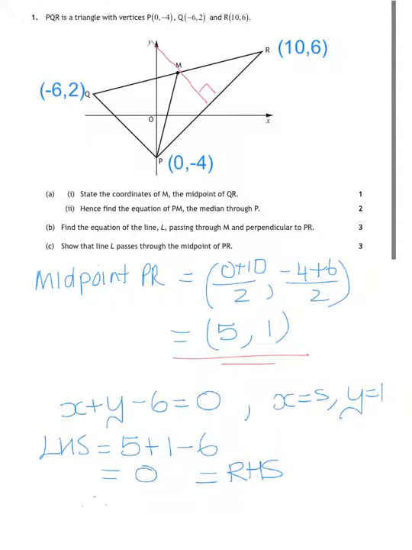Therefore, L passes through the midpoint of PR, which is 5, 1.